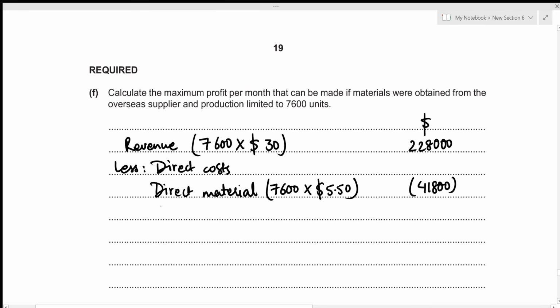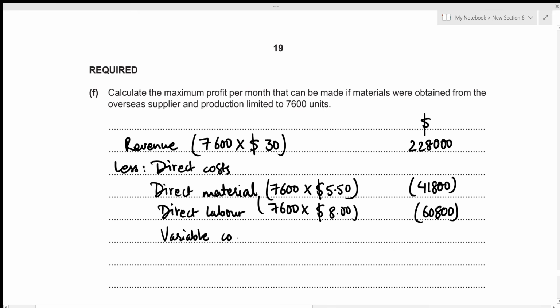The next direct cost can be that of direct labor. We already figured out the direct labor rate per unit to be $8. So that's just going to be total units into per unit rate, which gives the total direct labor to be 60,800. Another would be variable cost. Again, we figured out the variable cost per unit to be 2.50. So let's just multiply it with the total number of outputs, which gives us the variable cost to be 19,000.